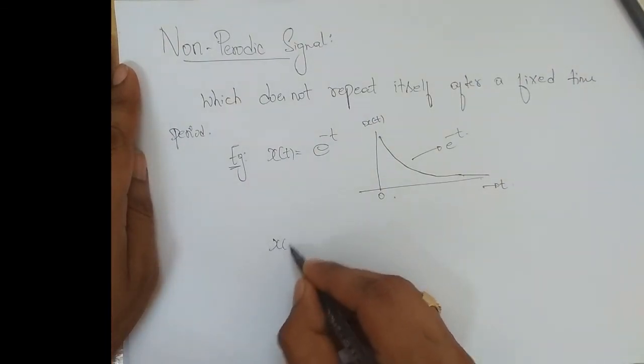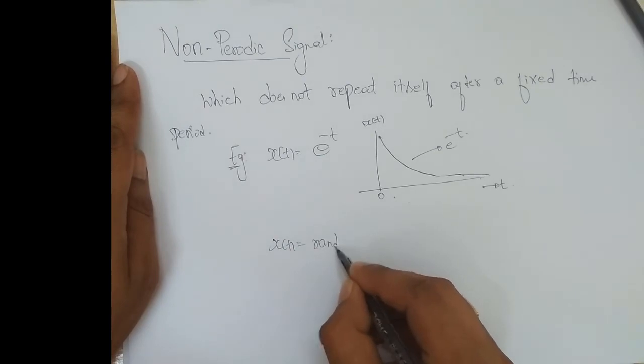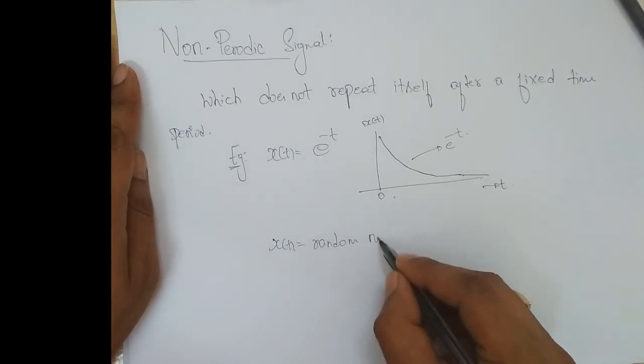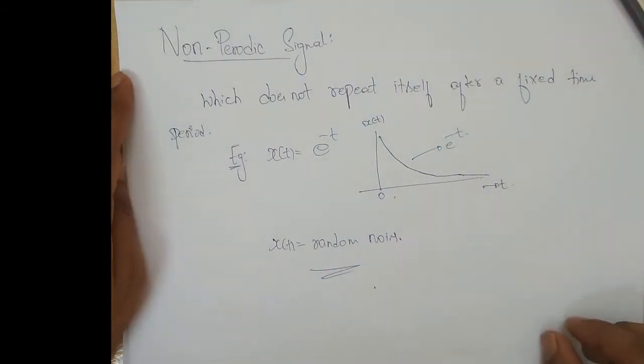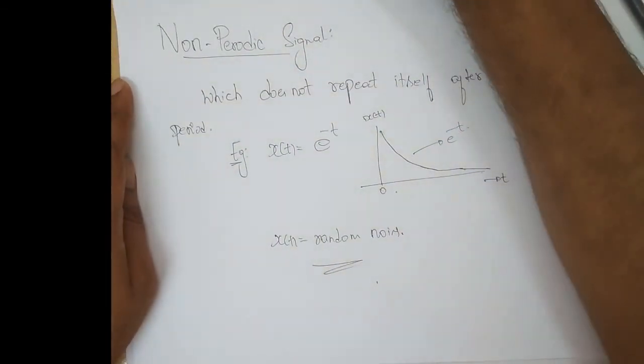And one more example is random noise. So random noise is a non-periodic signal. Okay, so this is about periodic and non-periodic signals.